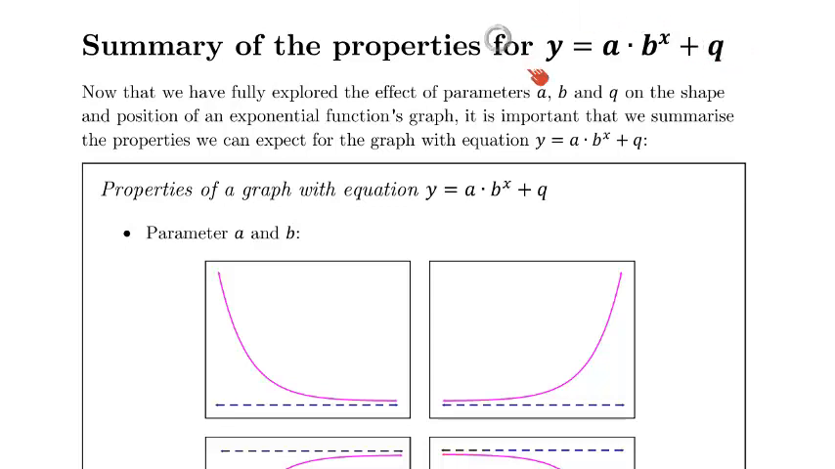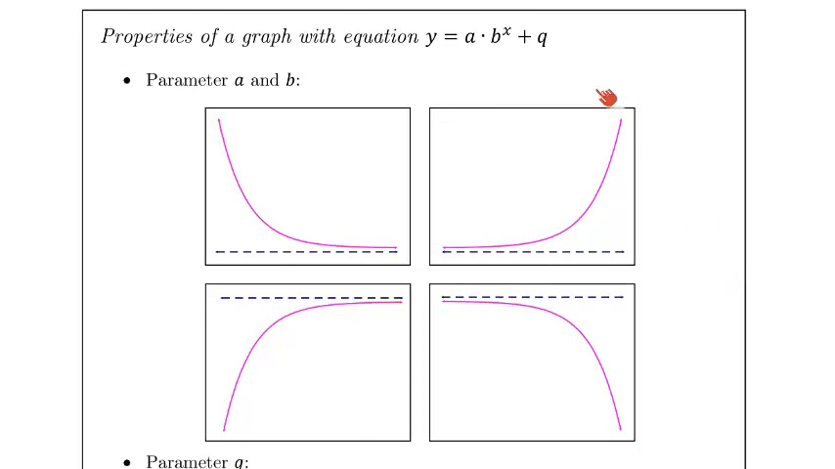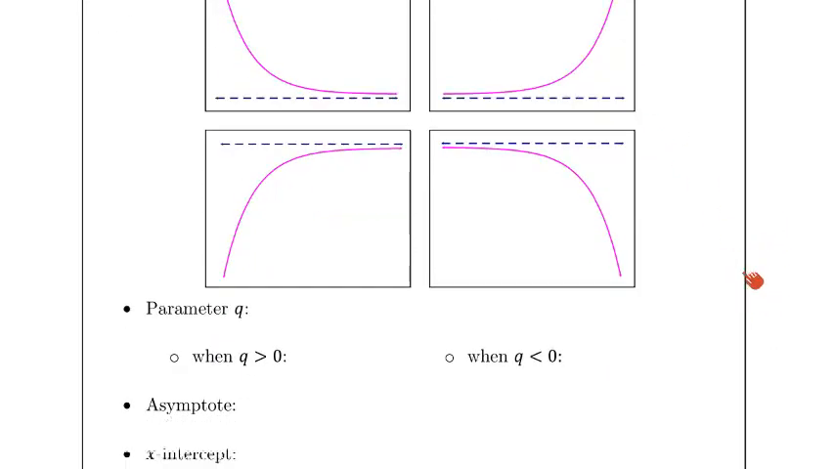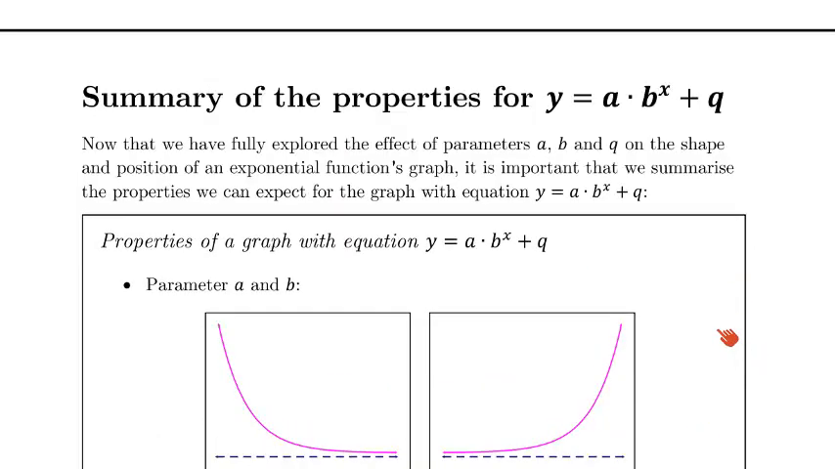In other words, we can make our summary for the whole equation now, not limiting ourselves to, oh, this conclusion is only for when q is naught, or when a is positive, or when a is negative, etc. We're now going to make a summary for what all of these parameters do simultaneously to the graph. Okay, we're going to fill this out together.